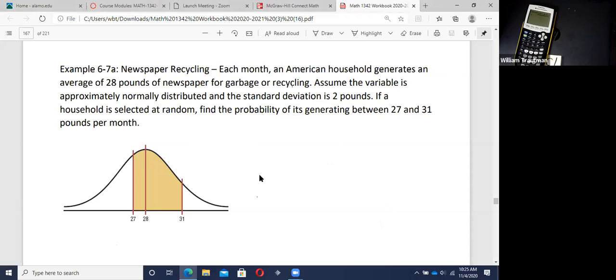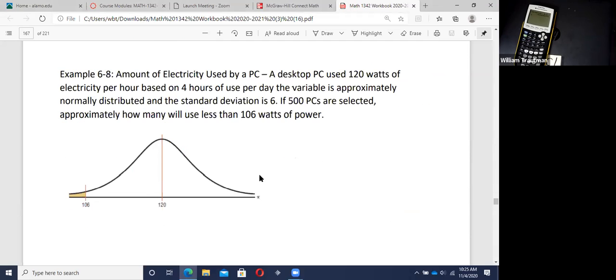Once again, that 6.1 video, if you haven't watched it, you got to watch it. So here, if you look, we're trying to find out what portion of the graph is shaded in. We know it's a very small portion. You can look at it. So the answer should be a small percentage, very small portion. Let's read the question. Uses 120 watts of electricity per hour based on 4 hours of use. The variable is approximately normally distributed. Standard deviation is 6. So our standard deviation is 6.